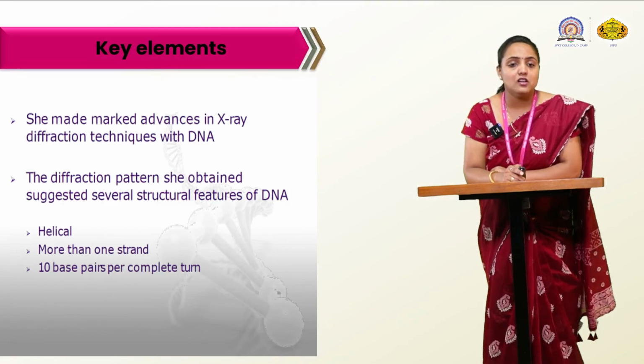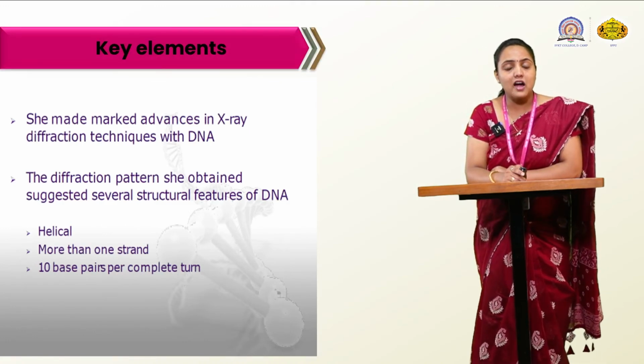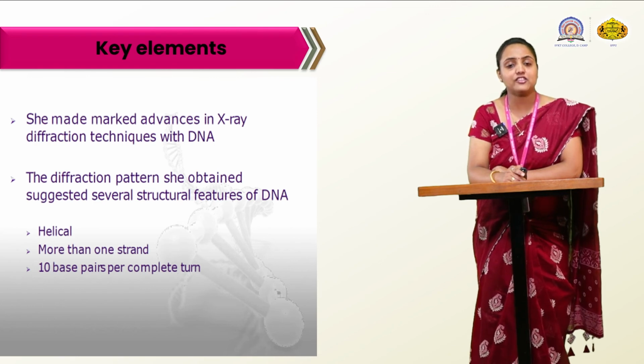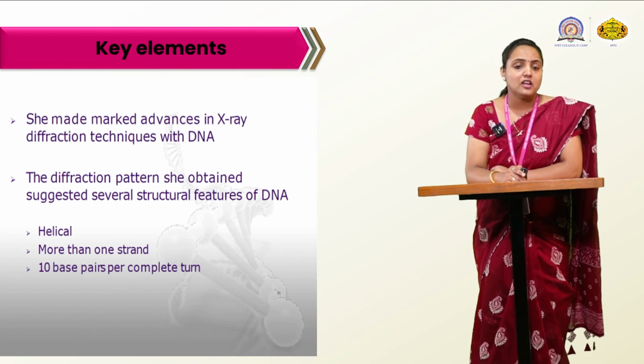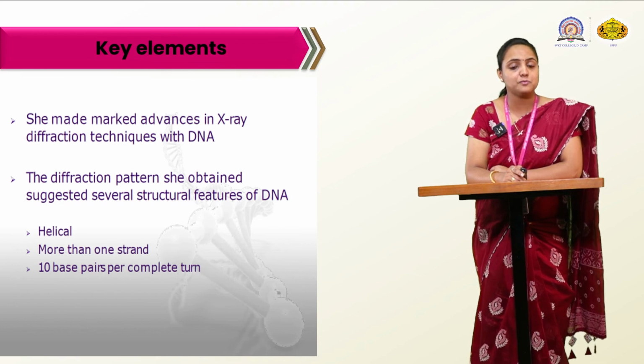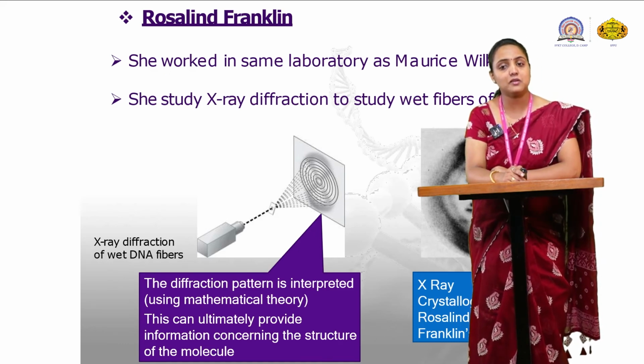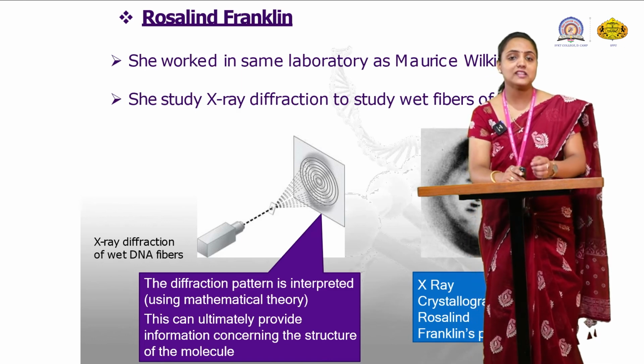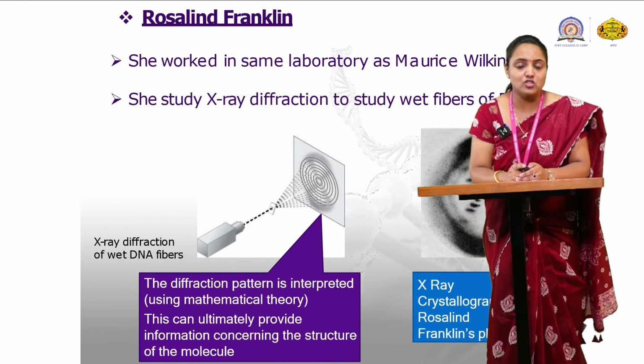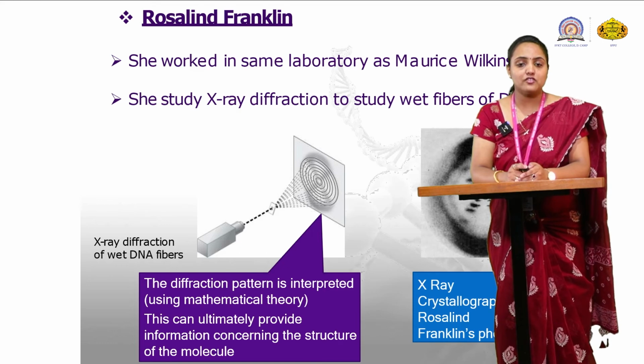She made marked advances in X-ray diffraction techniques with the DNA. The diffraction pattern she obtained suggested several structural features of DNA. She told us that it is helical, that more than one strand is present, and that 10 base pairs per complete turn are present. She was the scientist who told all about this. Rosalind Franklin worked in the same laboratory as Maurice Wilkins. She used X-ray diffraction to study wet fibers of the DNA.